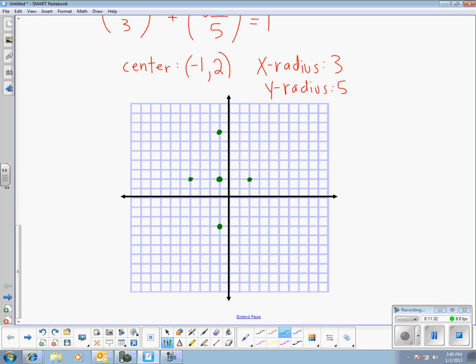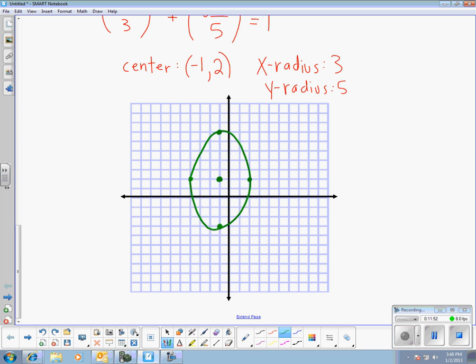All right, and then connect the dots in as smooth and as pretty of an ellipse as you can make. They won't all be great. That one's not real great. A lot of times they end up being more diamond shaped, but that's all right. Okay, so there we go. There is putting an ellipse into standard form and graphing it.